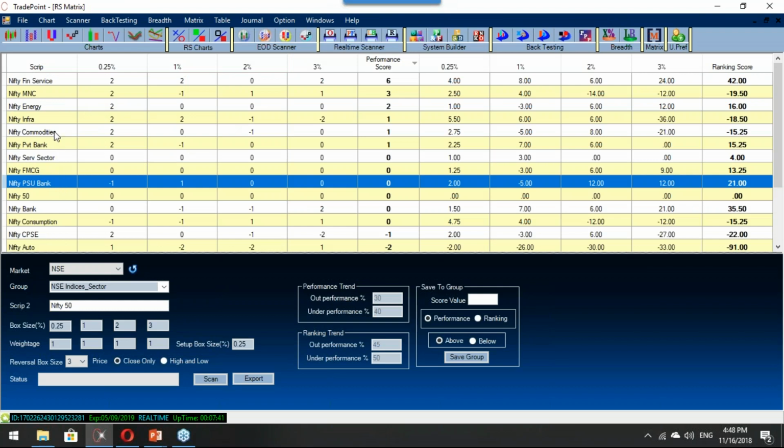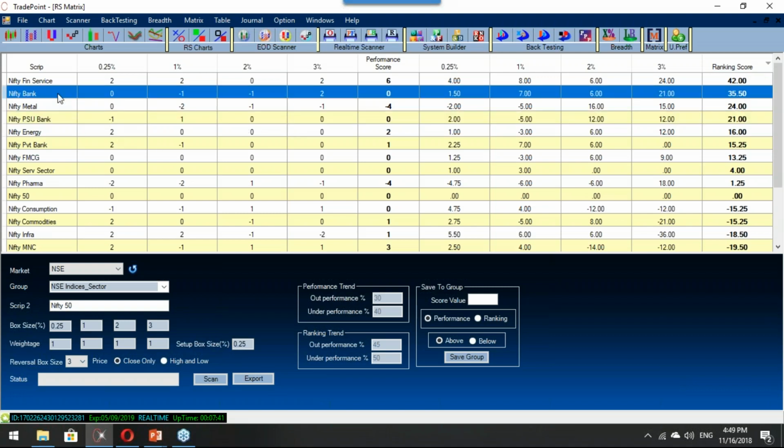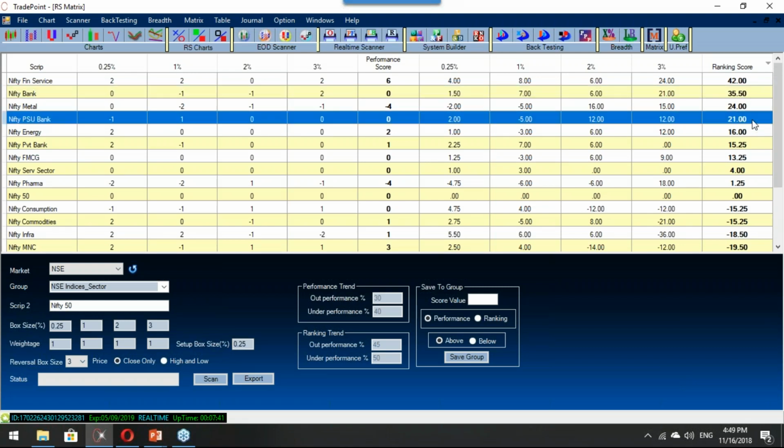Okay, so these are the sectors that are doing well. The top of the heap is financial services, followed by MNC, and the rest of the things are not too very positive. So if you sort it on the ranking score, you again do not have much change. The only thing is Nifty Bank is showing much more promise based on the ranking score sorting, and metals is number 3, and PSU banks is showing a lot more promise if you look at the ranking score.